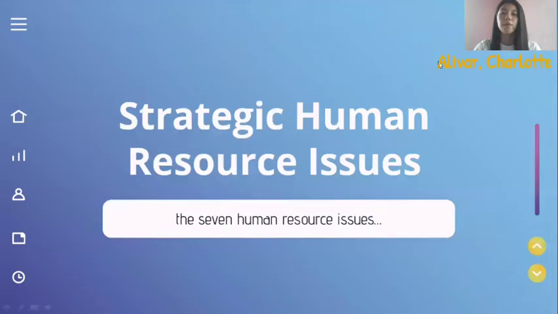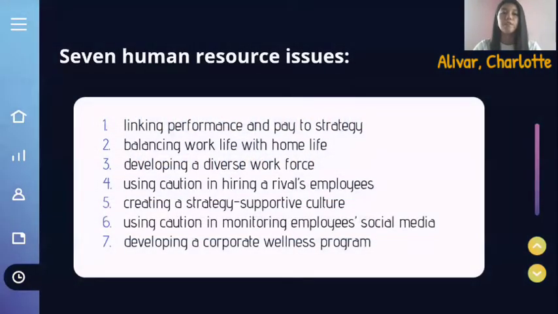The next topic is about strategic human resource issues. The following are 7 human resource issues: linking performance and pay to strategy, balancing work life with home life, developing a diverse workforce, using caution in hiring employees, creating a strategy supportive culture, using caution in monitoring employees' social media, and developing a corporate wellness program.